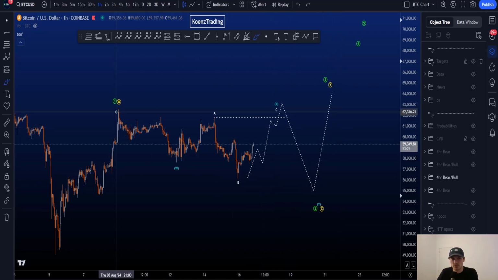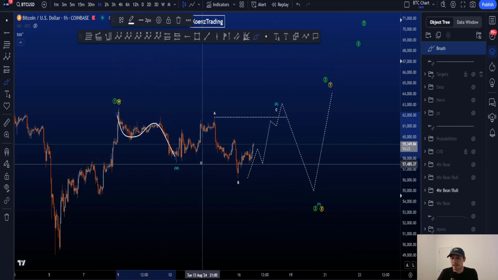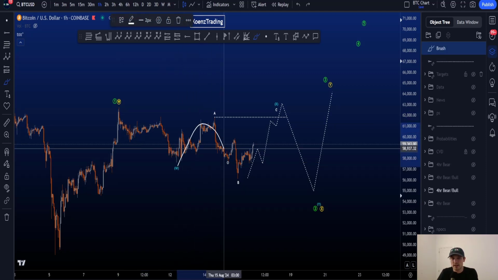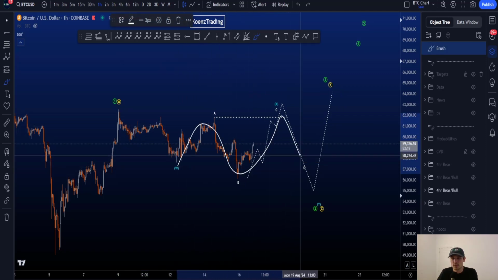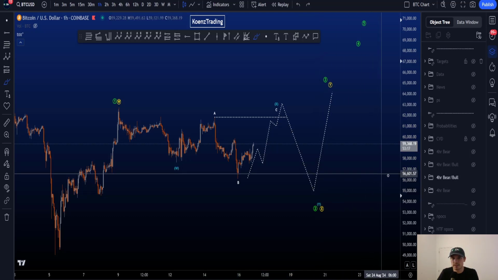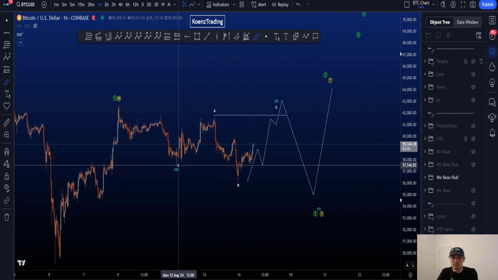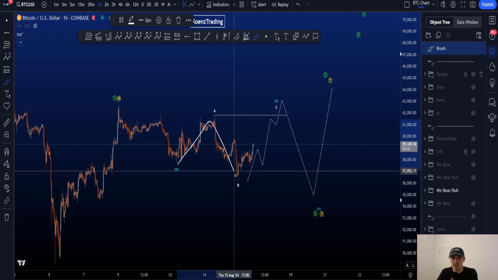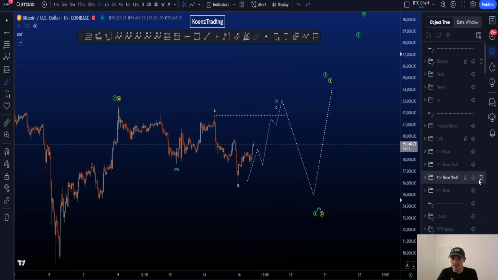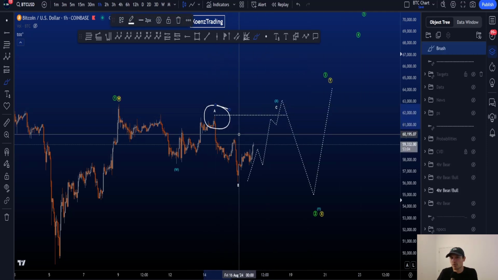Now in this case, your wave W is a zigzag, your wave X is a flat, and then we look for a wave Y to the downside. The most common flat is an expanding flat where we then have 3-wave A, 3-wave B, 5-wave C. It is exactly the same flat as here on the chart, but your minimum target for that flat would be the high of wave A.